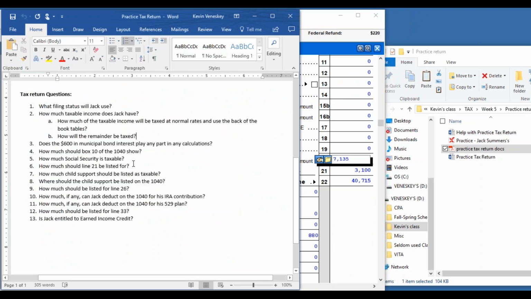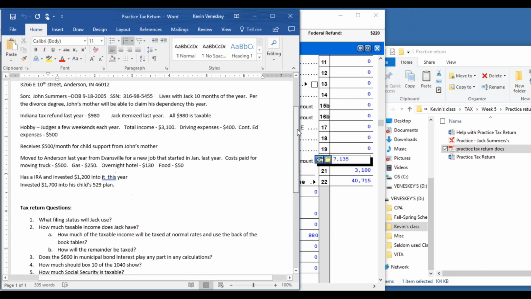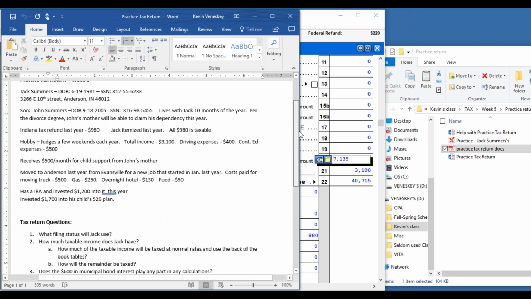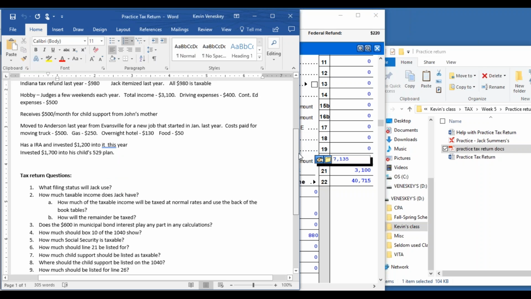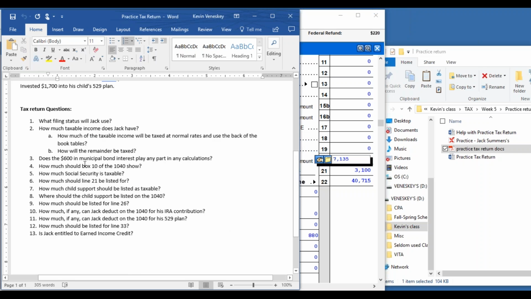Next, how much should be shown on line 10? That was the amount of the Indiana refund that we got back, so it should be the $980. How much Social Security is taxable? We just did that. It was $7,135. How much should be listed in line 21? That's the hobby income of $3,100. How much child support should be listed as taxable? That should be 0. Where is the child support listed? It's not listed anywhere.